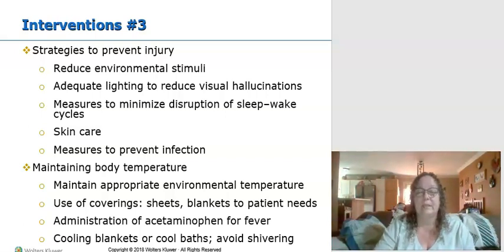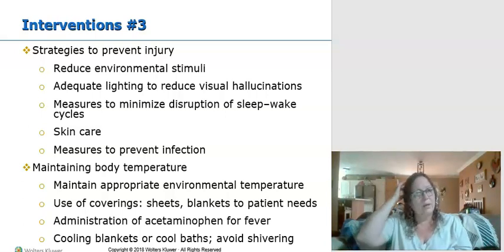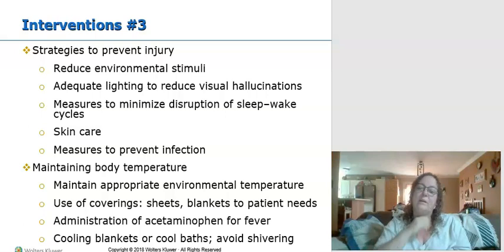Want to do meticulous skin care, making sure that we're assessing their skin regularly and preventing any skin breakdown, taking proper measures to prevent infections. Remember, if you have any open head wounds, so a break in the skin and the skull, they'll be on antibiotics. We want to administer them as ordered and monitor them as required.